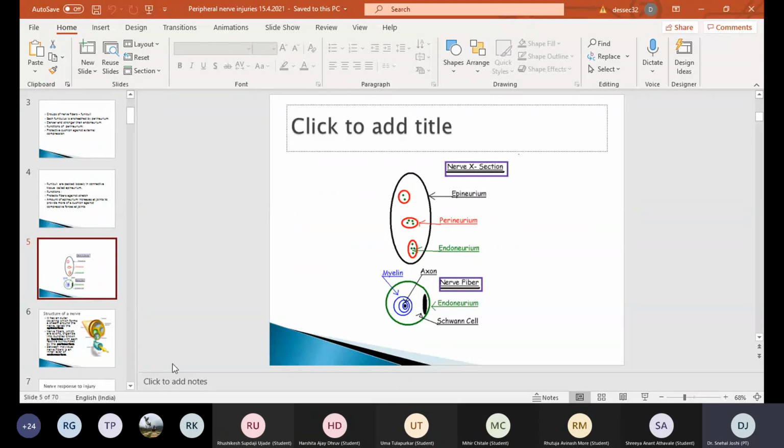So if you consider the cross section, it's going to be your epineurium outermost, and in the epineurium there are going to be a lot of funiculi. Each funiculus is covered by perineurium, that is red in color, right? And then the endoneurium is green in color, the small dots. Is it visible? Yes, ma'am.